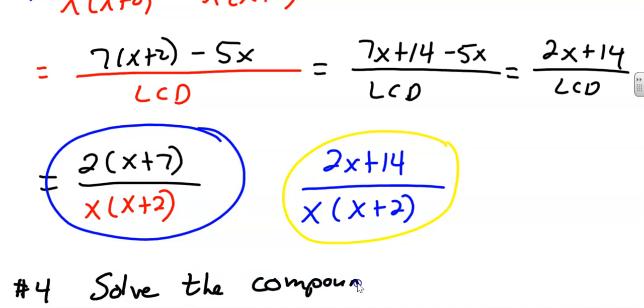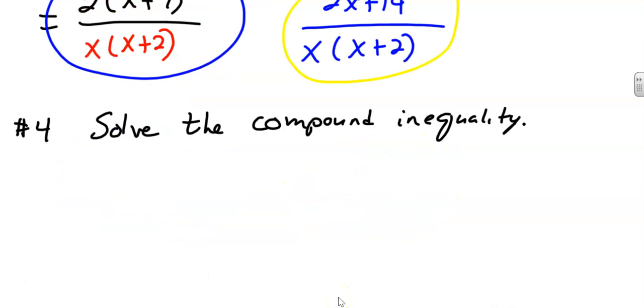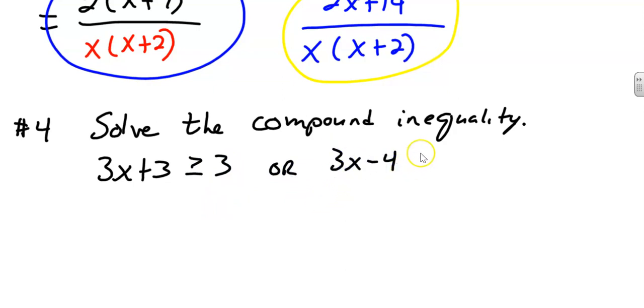All right, question number 4. It asks you to solve a compound inequality. We've got 3x plus 3 greater than or equal to 3, or 3x minus 4 less than negative 16.